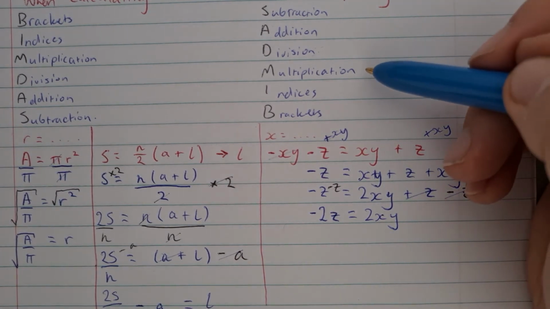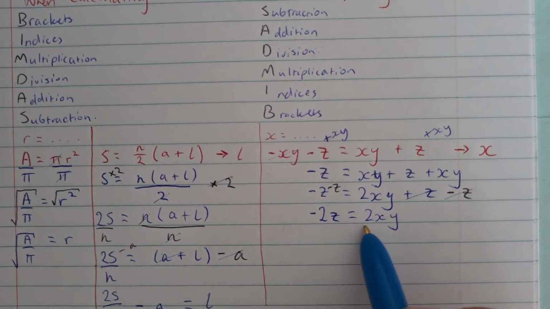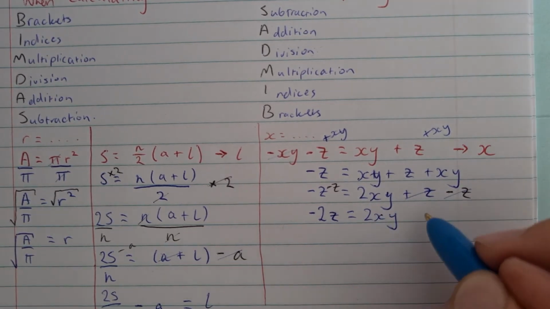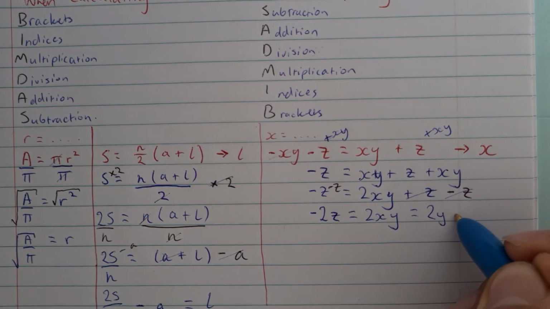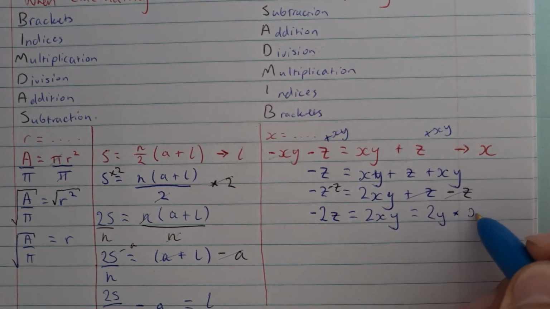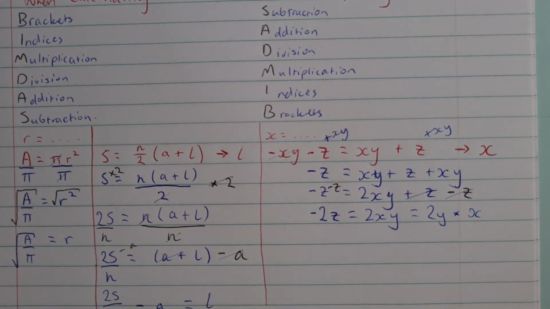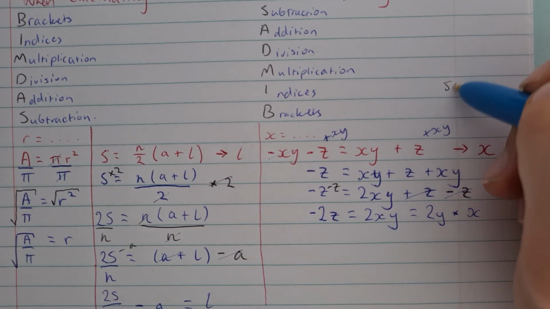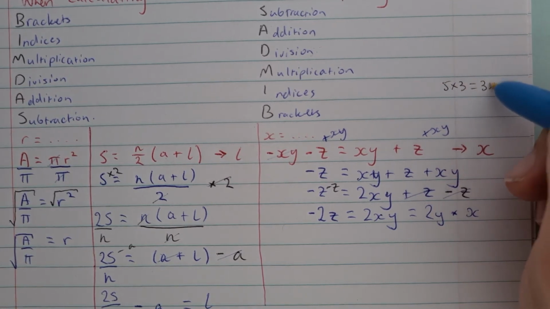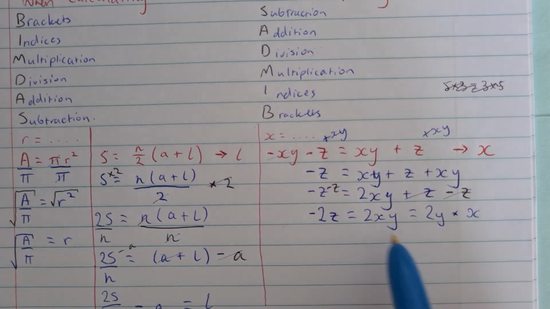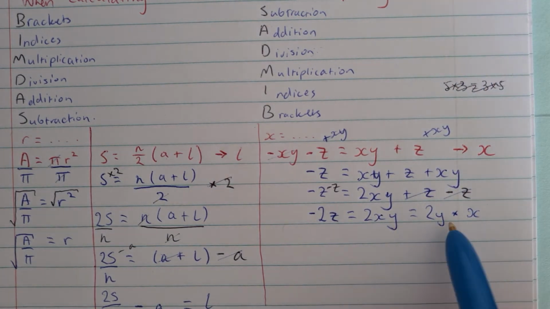Next, we've got a multiplication of 2y. Remember, we can rewrite this bit as 2y times x. They're the same thing, just like 5 times 3 is the same as 3 times 5, for example. It doesn't matter what order they're in. So because 2xy are all multiplied, it's the same as 2y times x.